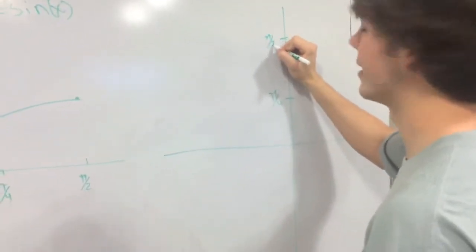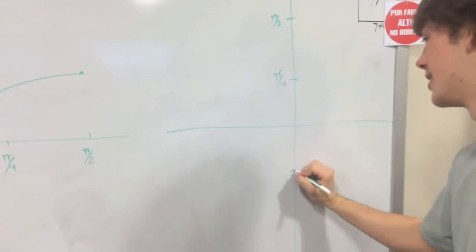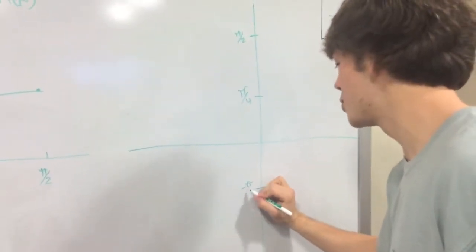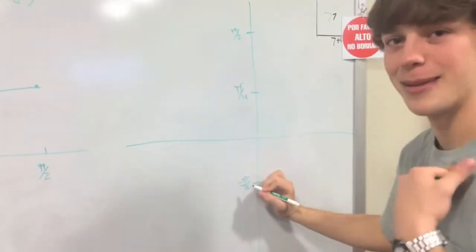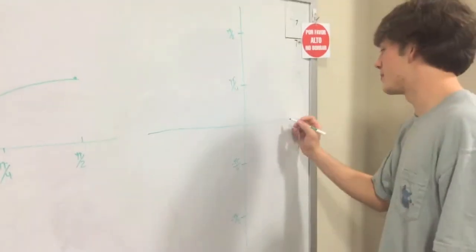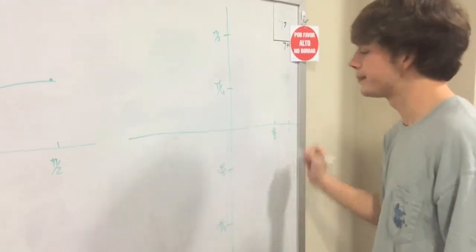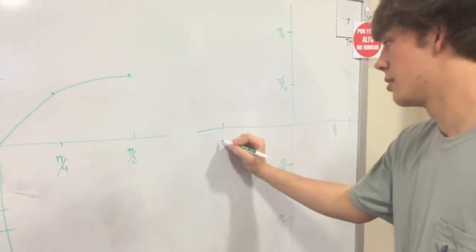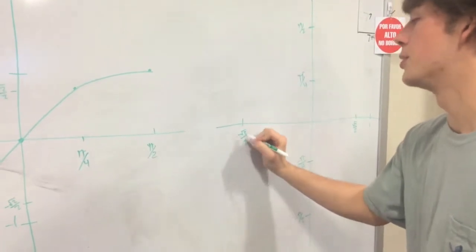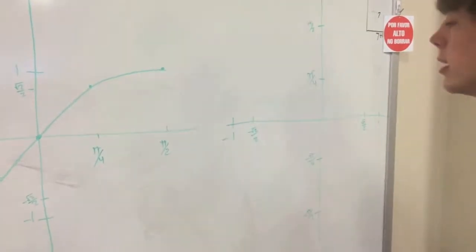So we go pi over 4 here. Then we got pi over 2. Then we gotta have our negatives. Negative pi over 4. Gotta keep me in check. And we got negative pi over 2 because it's bigger. Then we got our square root of 2 over 2 and our 1. And of course, negative square root of 2 over 2 and our negative 1.